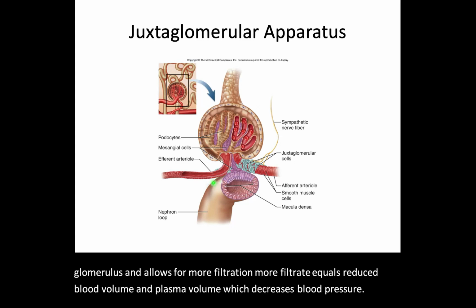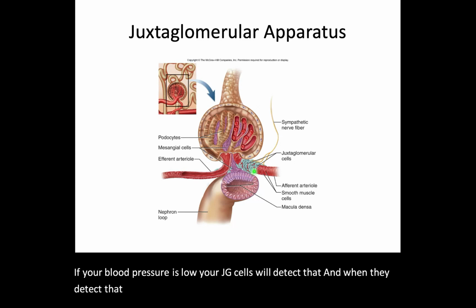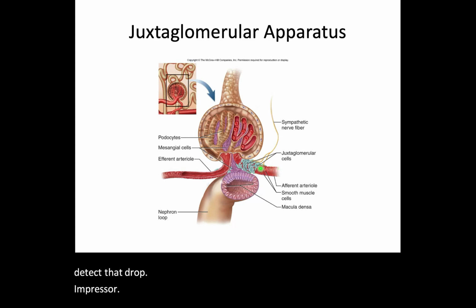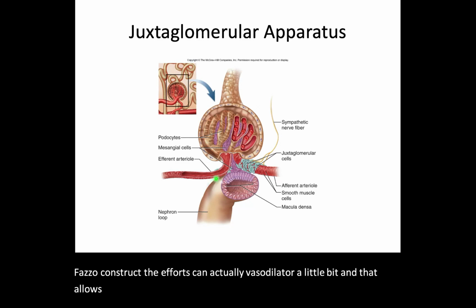If your blood pressure is low, your JG cells will detect that. And when they detect that drop in pressure, the afferent will vasoconstrict. The efferent can actually vasodilate a little bit, and that allows for the blood to flow quicker. Less filtrate is produced.